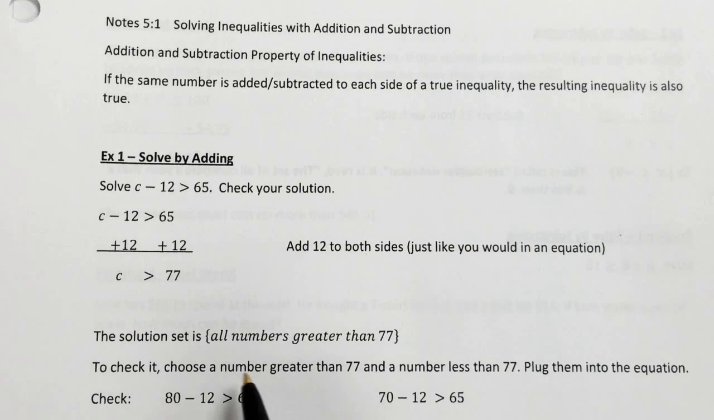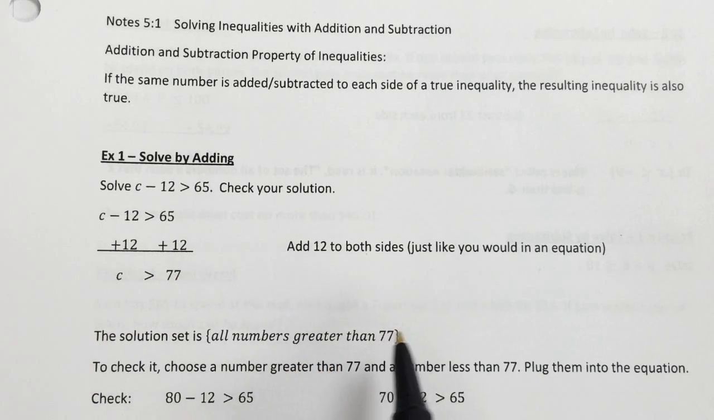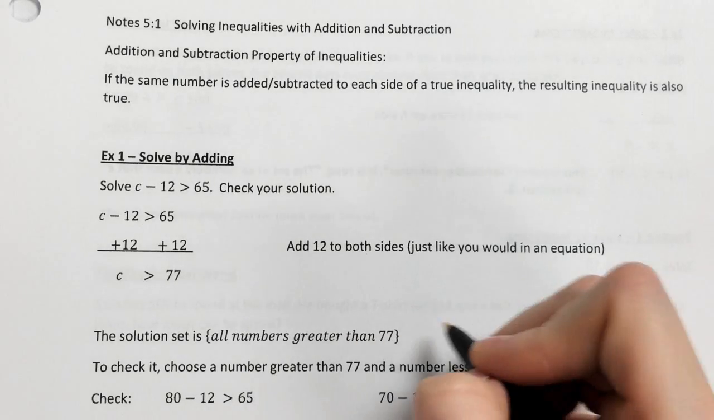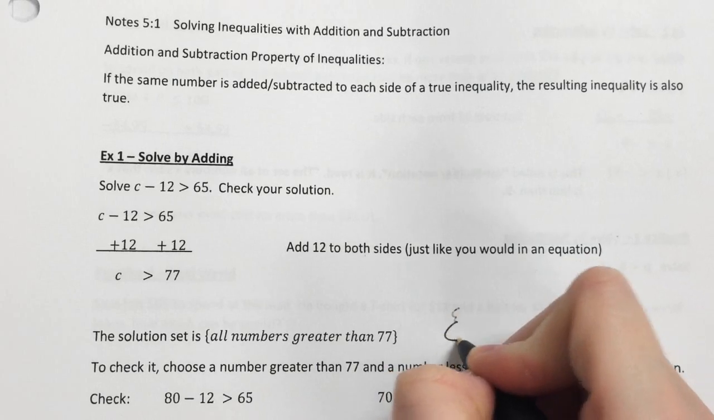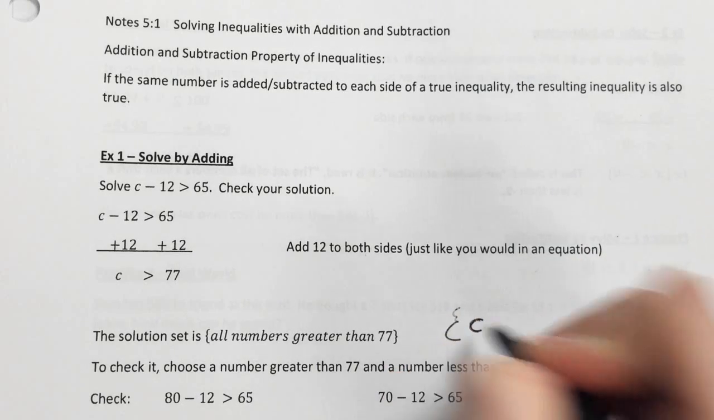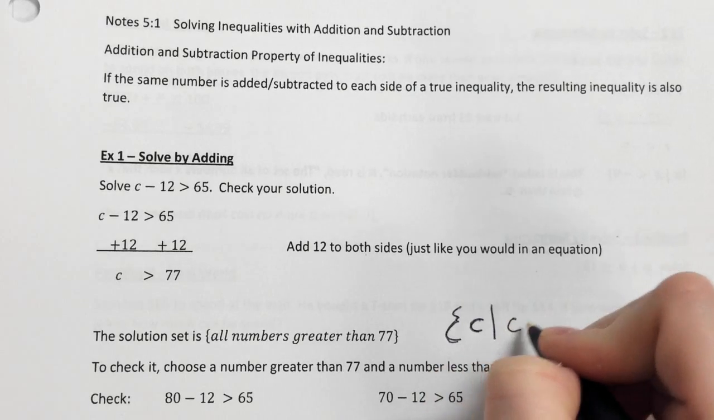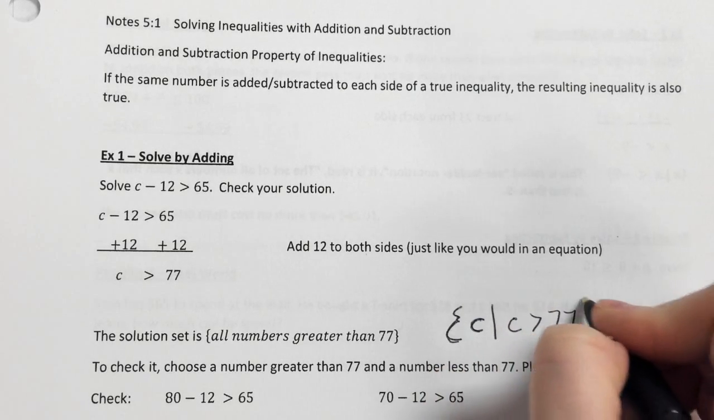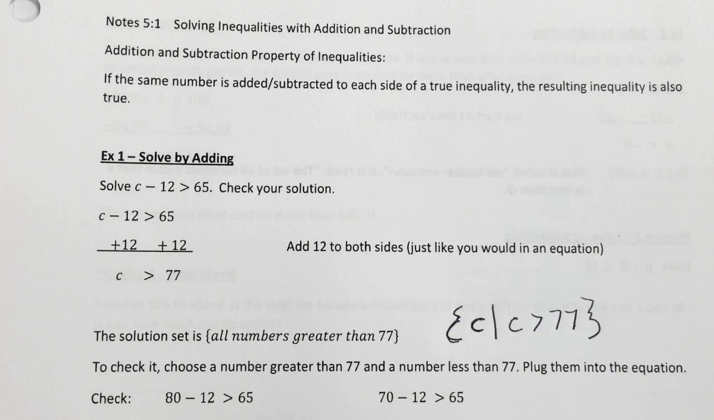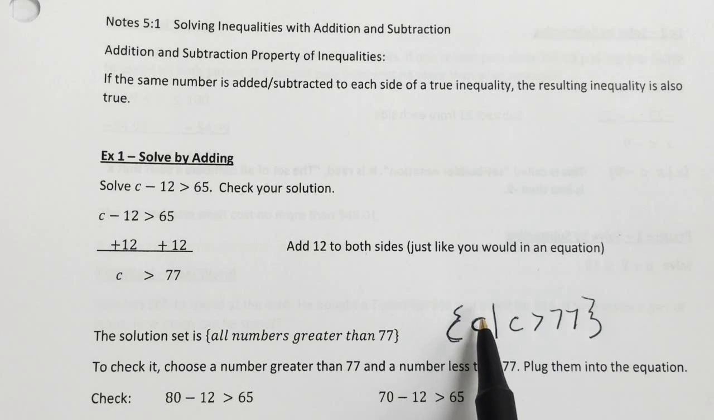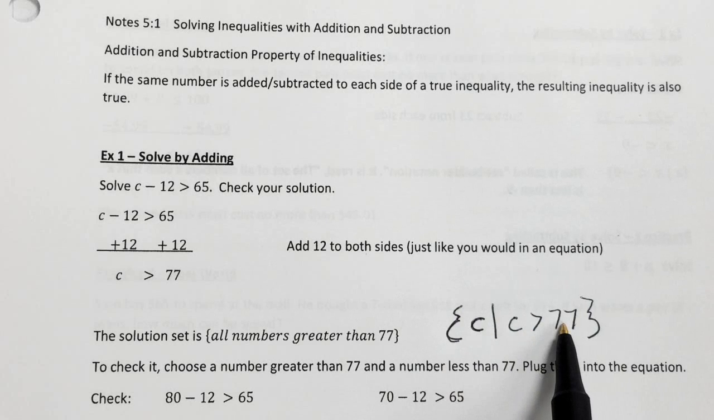What I do want us to start doing is putting our answers in something called set notation. Set notation looks like this. So we do C, and we use the braces. C is greater than 77. So what this means is for all C's, C is greater than 77.